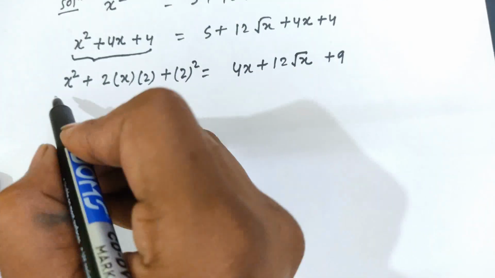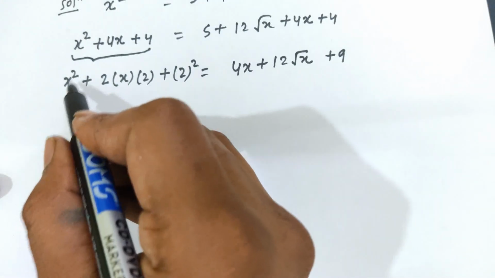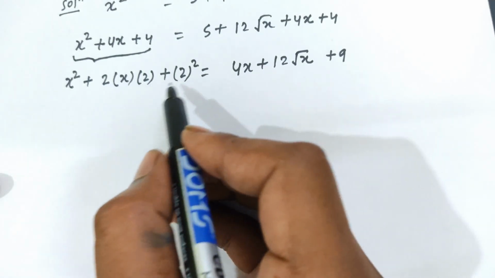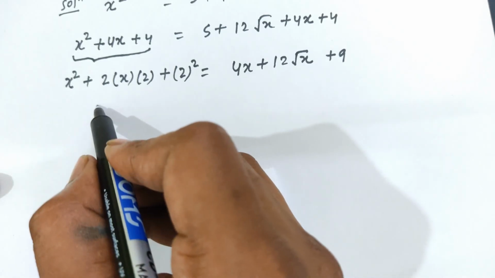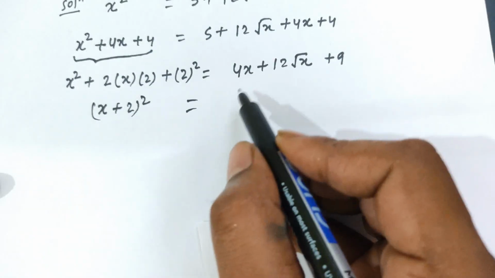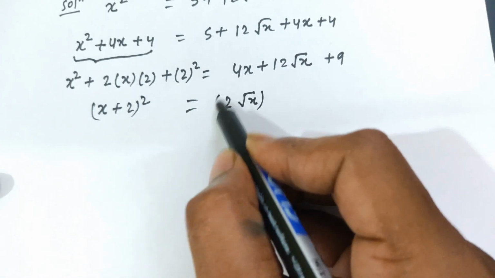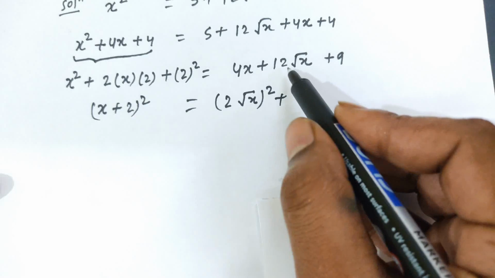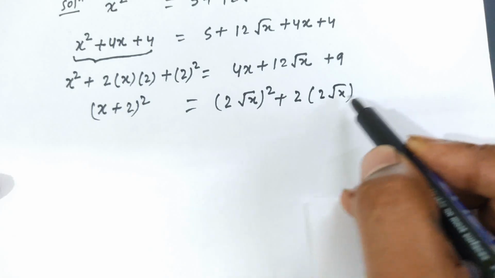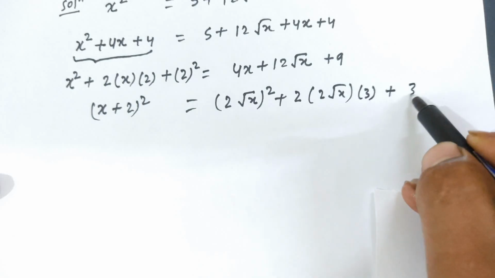Now in left hand side, if this x is a and this 2 is b, then a square plus 2 times ab plus b square, and we know that a square plus 2 times ab plus b square is a plus b whole square, and that is x plus 2 whole square, and this is equals to this 4 times x is same as 2 times square root of x square, plus 12 times square root of x is same as 2 times square root of x, and here 9, so here multiplied by 3 plus 3 square.